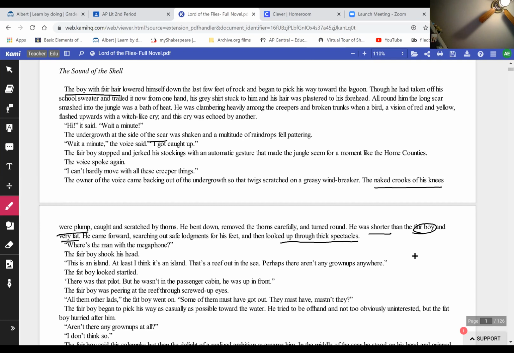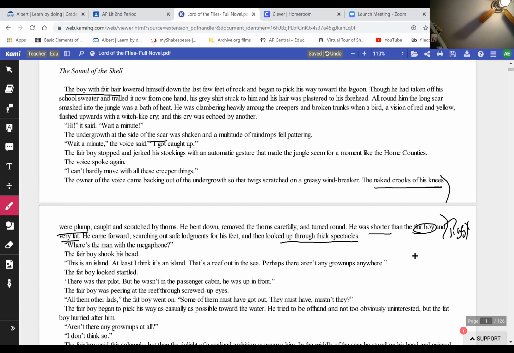And so with Piggy, we immediately recognize that there is this weakness. He's fat, he's scratched, he's plump. Look at the word plump, and his thick spectacles. And then there's a lot more that goes along with that.